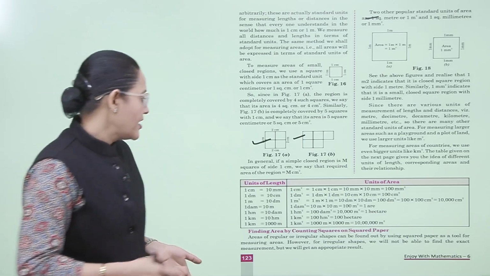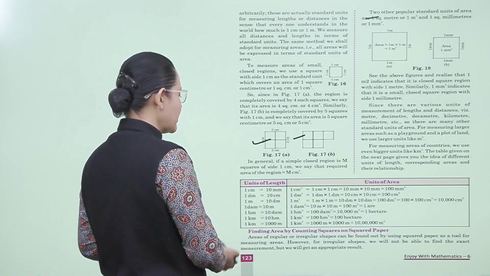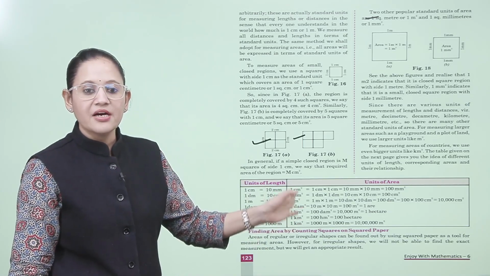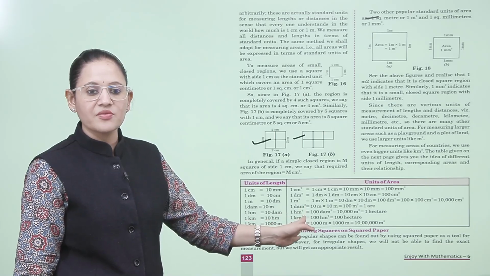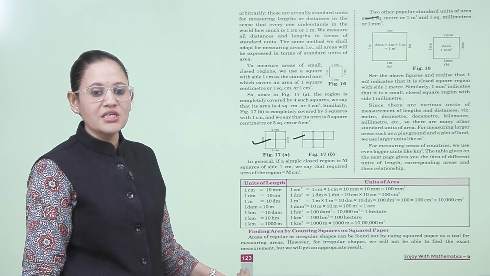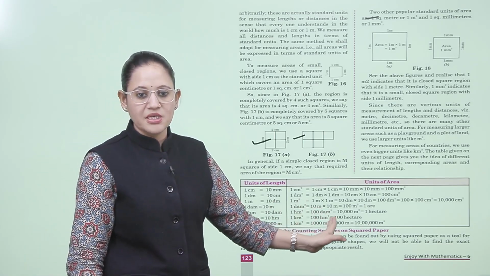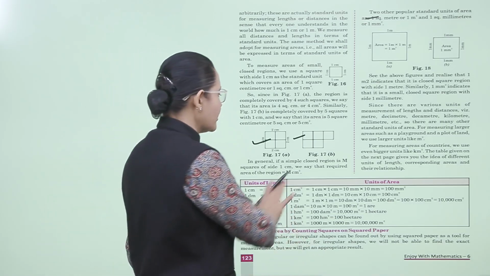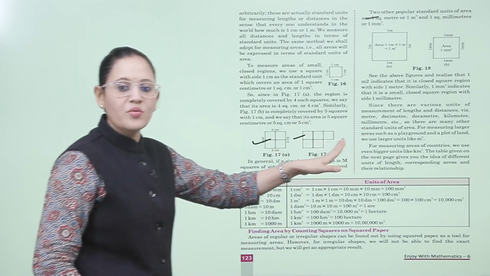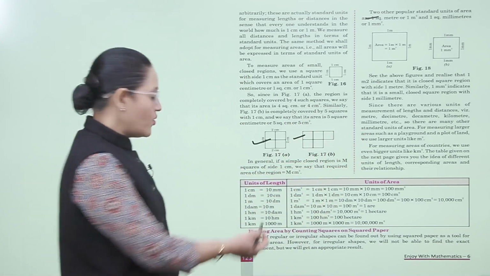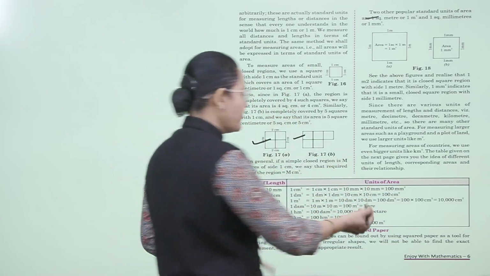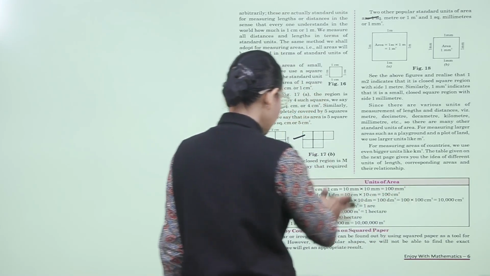The table given on the next page will give you an idea of different units of length, the corresponding area units and their relationships. So you can see 1 centimeter equals 10 millimeter, 1 meter equals 10 decimeter, 1 decameter equals 10 meter, 1 hectometer equals 10 decameter, 1 kilometer equals 10 hectometer, 1 kilometer equals 1000 meter. Clear? So these are the units. How can you convert from one to another? To convert 1 centimeter square into millimeter square, 1 centimeter is 10 millimeter. Here we are using square units, so 10 into 10, that is 100 millimeter square. Like this we can convert.